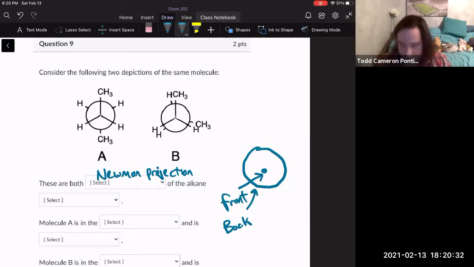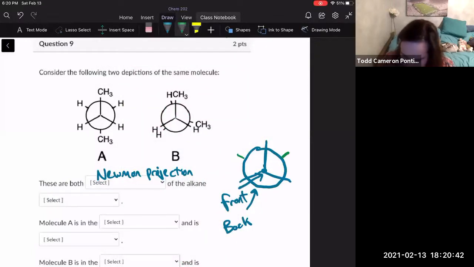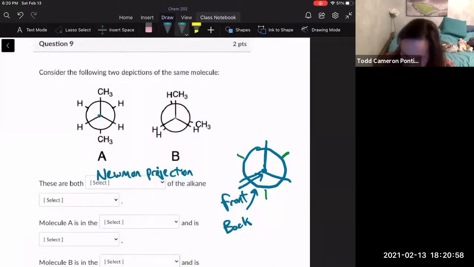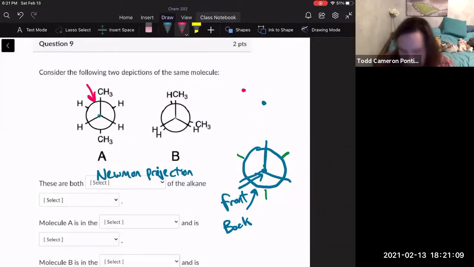Then we draw our substituents on it. So whatever we have on the front one, and I'm going to switch colors over to green for the back one, and then we have whatever is on the back carbon. So looking at this, we have our front carbon, like so. I'm going to draw this out. We have one carbon, the front carbon. We have the back carbon, which I'm going to make pink. So those are connected to each other.